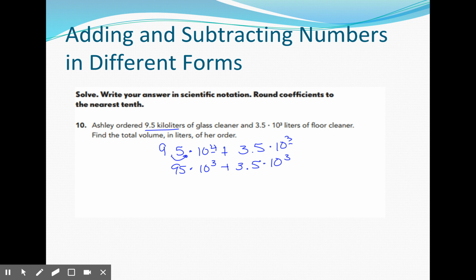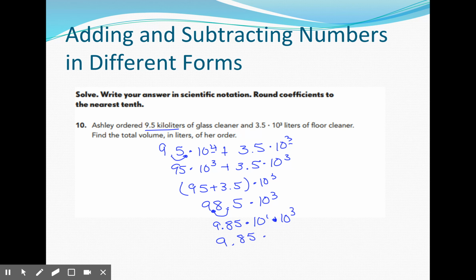So I have 95 times 10 to the third plus 3.5 times 10 to the third. I'm doing my adding of my coefficients here, with distributive property, I get 98.5 times 10 to the third. Got to move my decimal back over. So I get 9.85 times 10 to the first times 10 to the third, which is 9.85 times 10 to the fourth. And they said round to the nearest tenth, so 9.9 times 10 to the fourth.